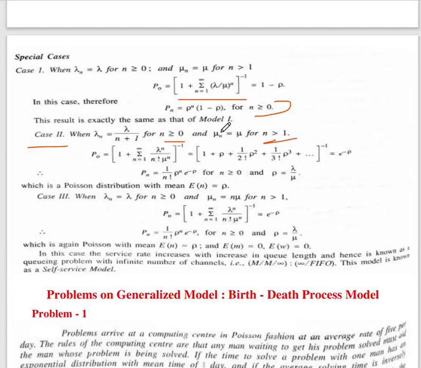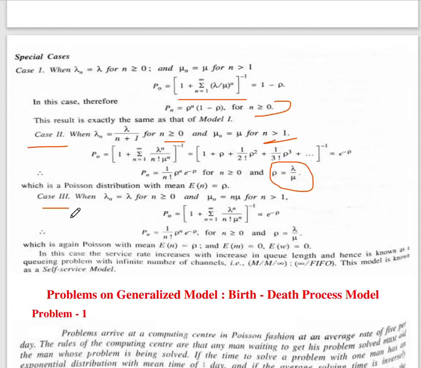Then P0 can be found, by using simple calculations, to be e to the power minus rho. Therefore here Pn equal to 1 upon n factorial, rho to the power n, e raised to the power minus rho, for n greater than or equal to 0, and here rho is lambda by mu. Which we already discussed in model number 1. This is the Poisson distribution with mean E of n equal to rho.